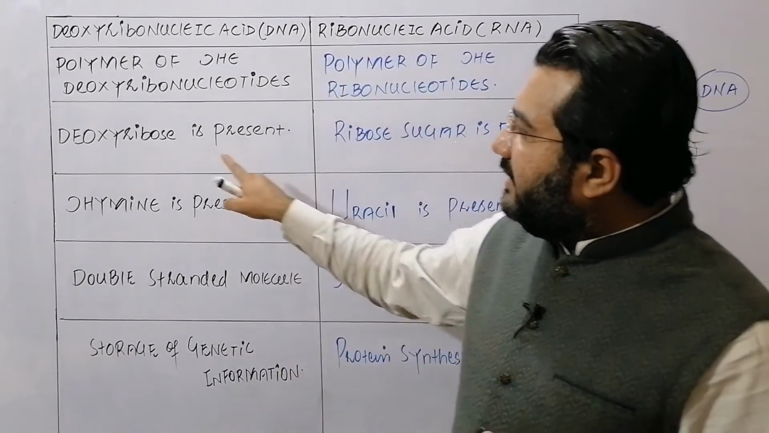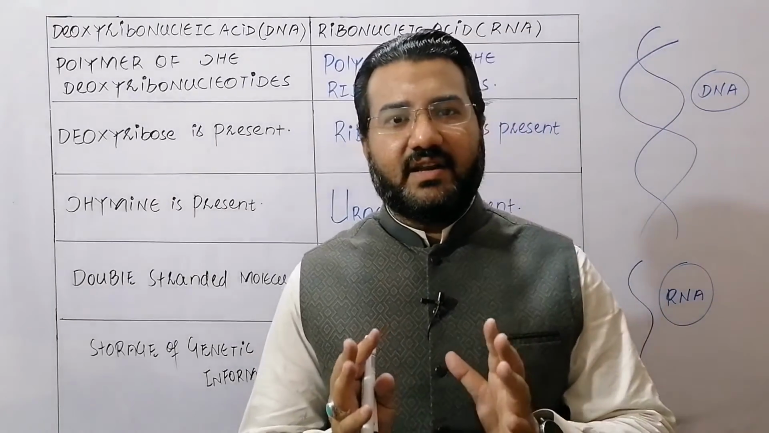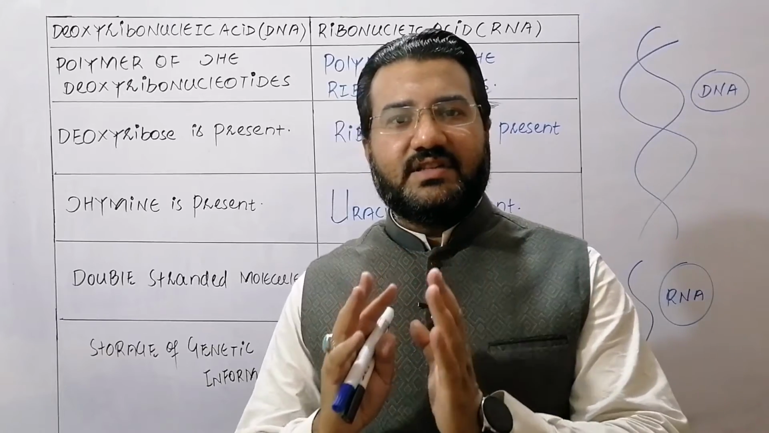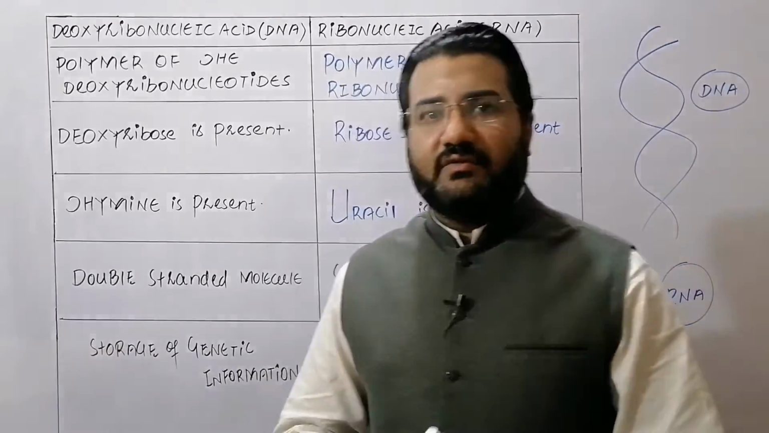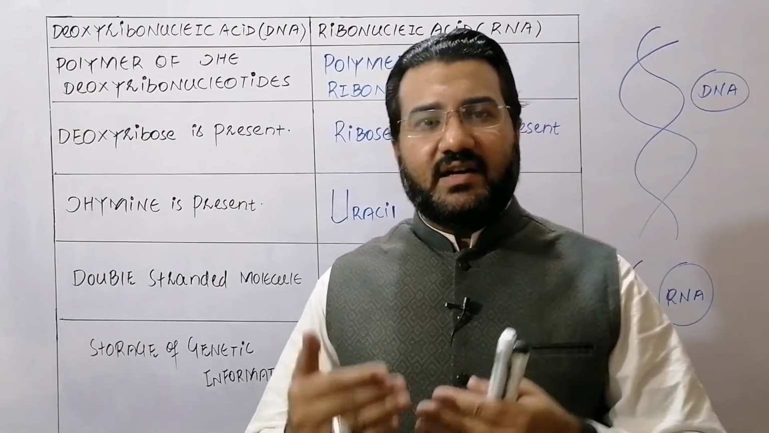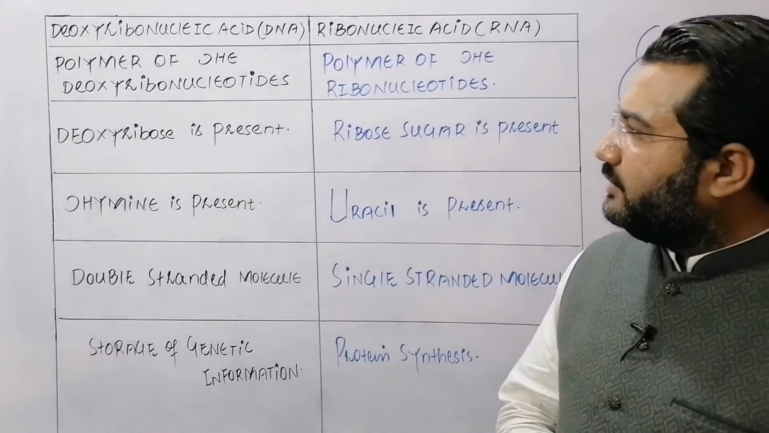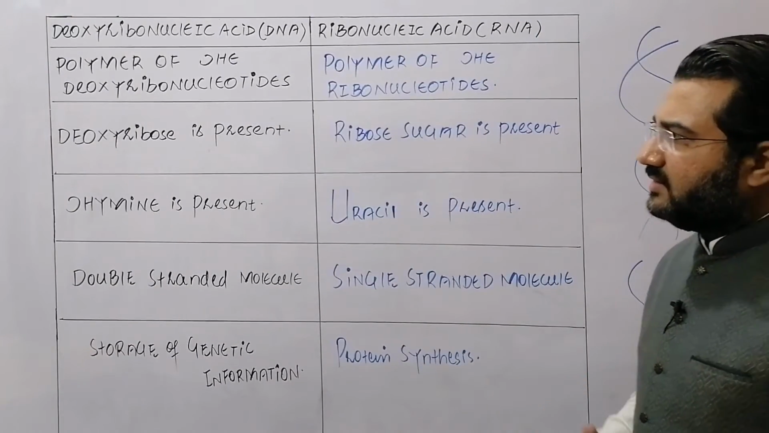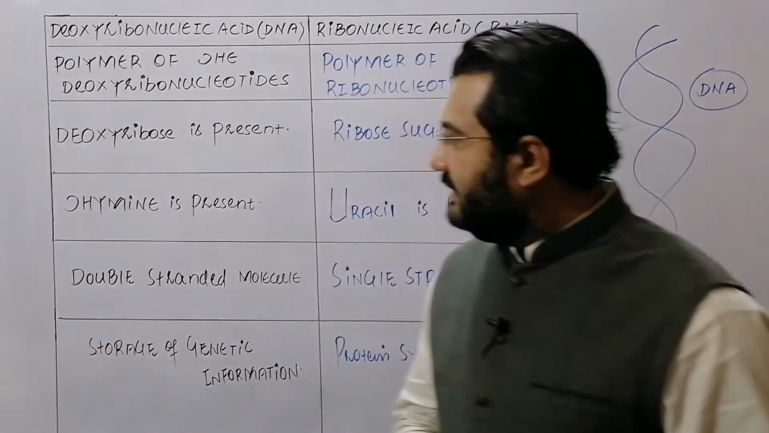Now in DNA, deoxyribose is present. Deoxyribose is basically a derivative of the ribose sugar in which the oxygen from the second carbon atom of the ribose is removed. So when you remove oxygen from the second carbon atom of the ribose, then deoxyribose is produced. And in RNA, ribose sugar is present. Both have 5 carbons each, so both are examples of pentoses.